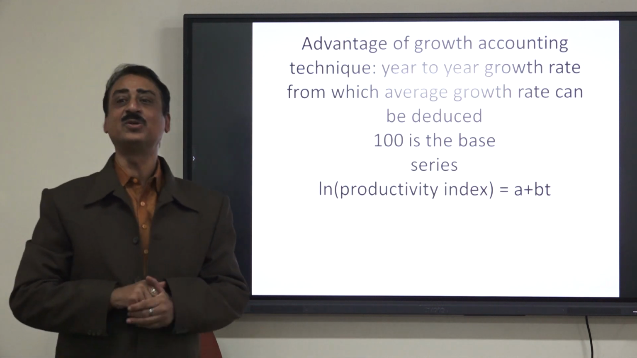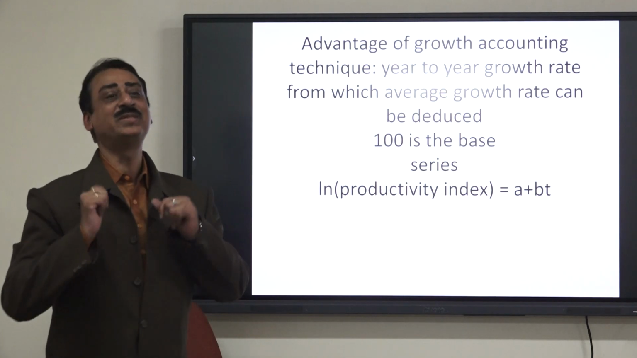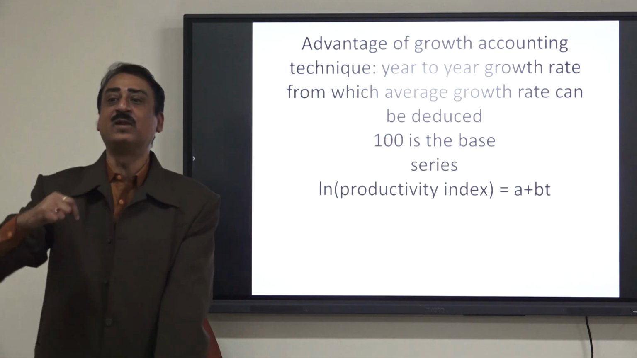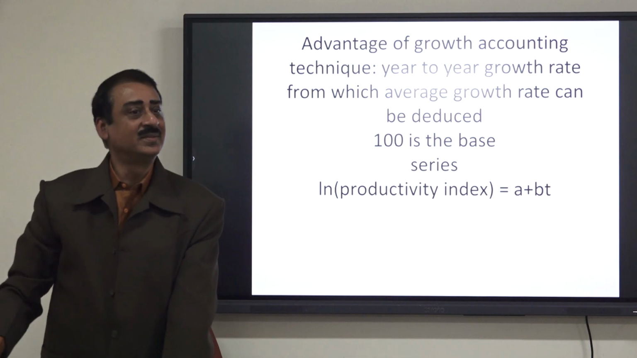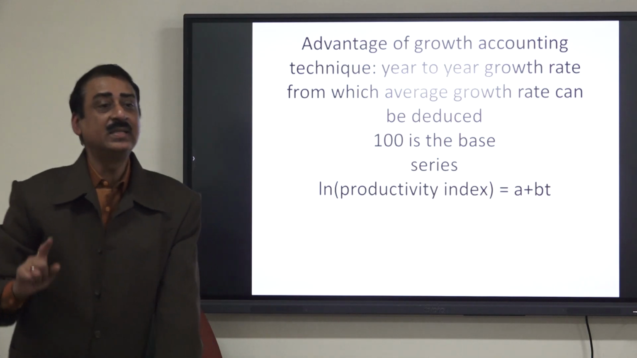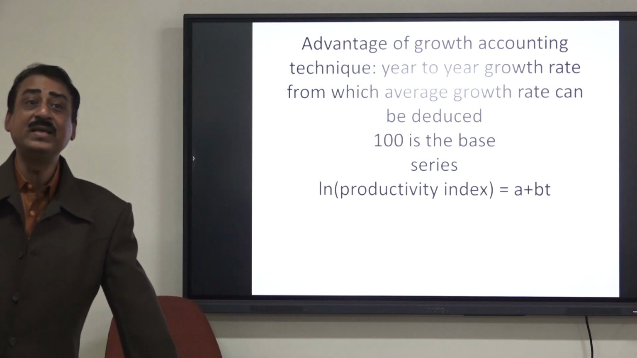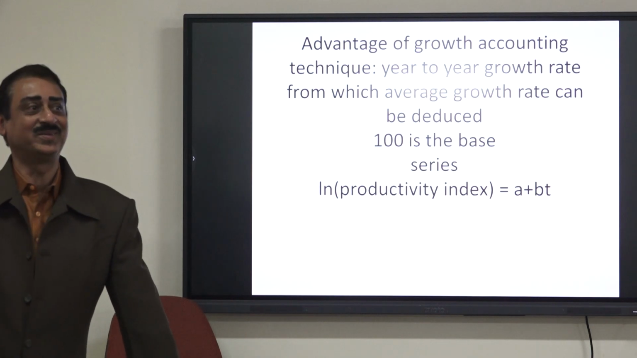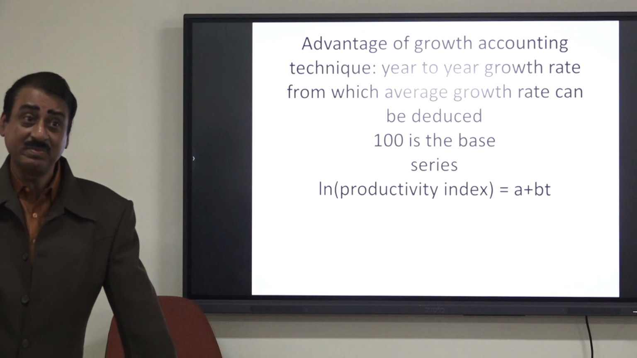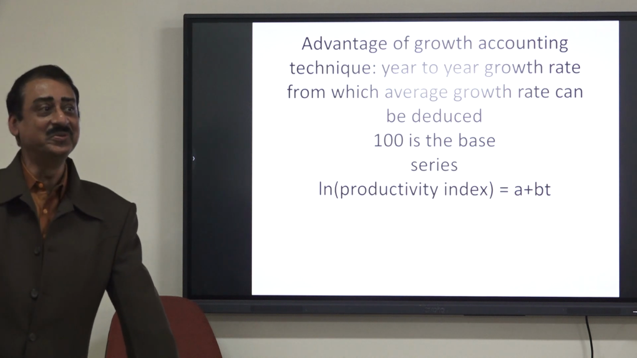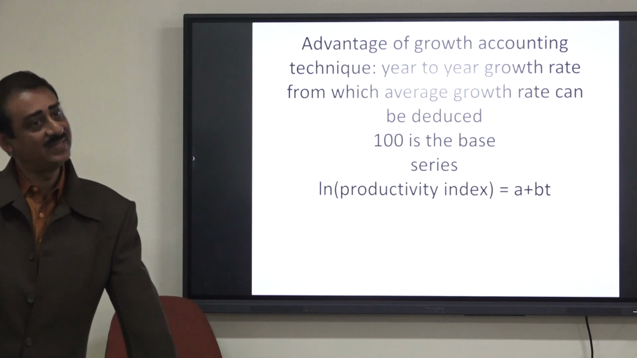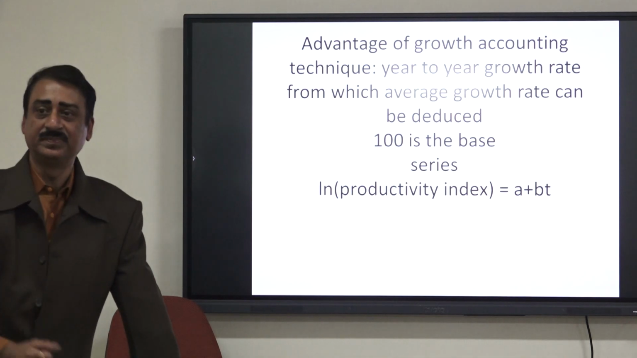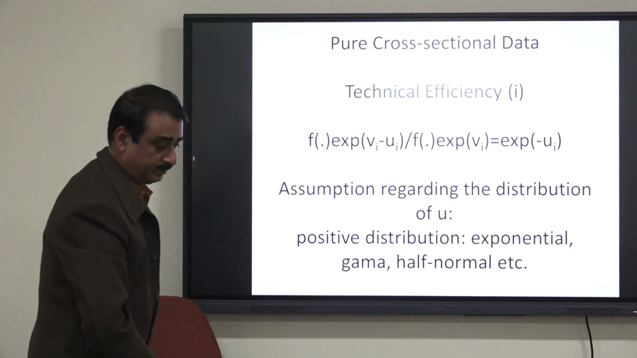So I would say that growth accounting technique has both the advantages. It can give you year-to-year growth rates, and from that you can also calculate the overall average rate of growth in productivity. Whereas the pure econometric technique will give you only the average total factor productivity growth rate over a period, but it cannot give you the year-to-year growth rate. So pure econometric technique may be more appropriate, but it is not able to give you the year-to-year fluctuations and the average both. Whereas your growth accounting technique can give you both. Okay.